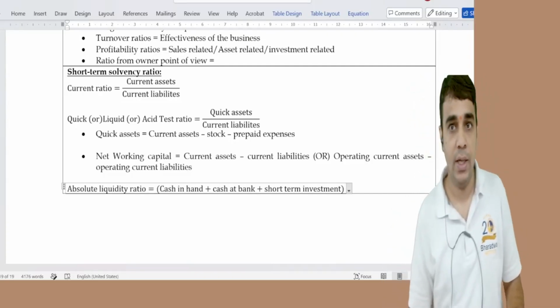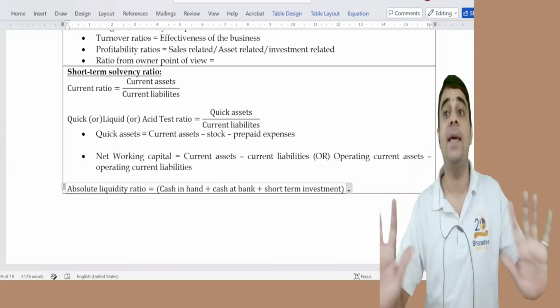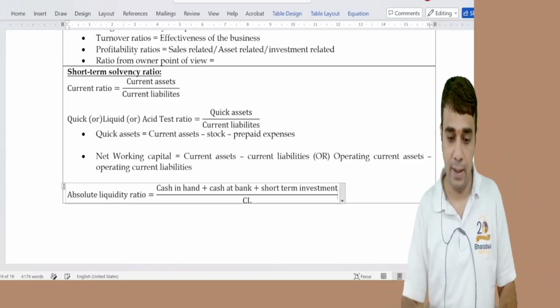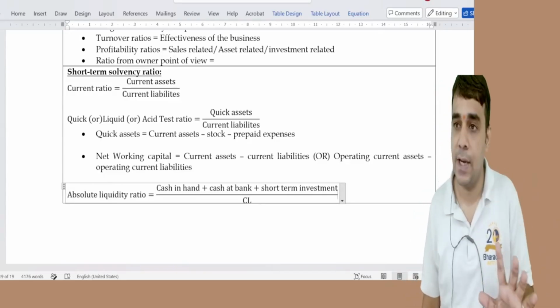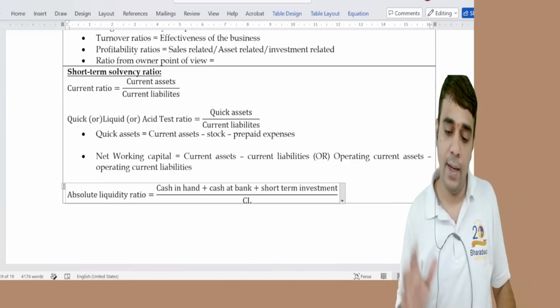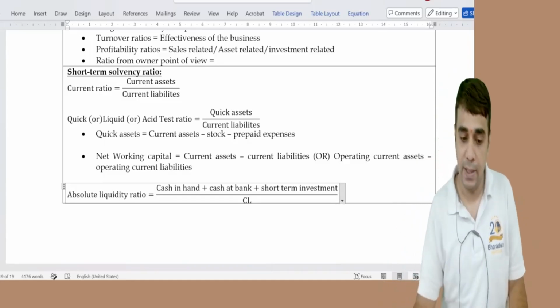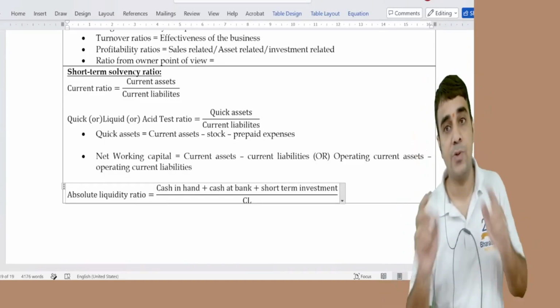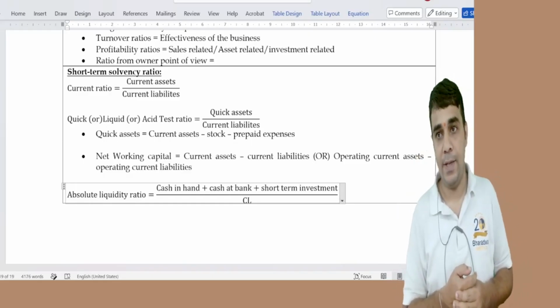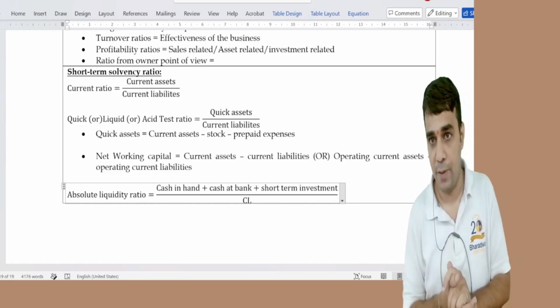Cash and cash equivalent, divided, again, by current liability. Some of these ratio formulas can be altered according to the requirement. Divided by current liability: cash in hand, cash at bank plus short term investments, divided by current liability. This is another category of ratio.